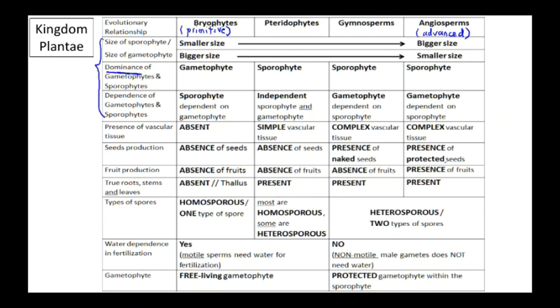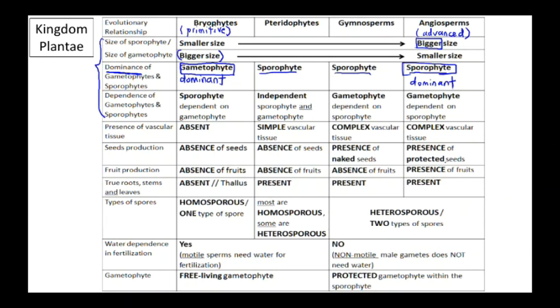When we say dominant generation, the generation that is dominant will have a bigger size. That's why when you look at Bryophytes, the dominant generation is Gametophyte, which means the Gametophyte will be bigger in size. Whereas if you look at the rest, the Pteridophytes, Gymnosperms and Angiosperms, all of them have the Sporophyte as the dominant generation. That means the Sporophyte generation will be the bigger size.